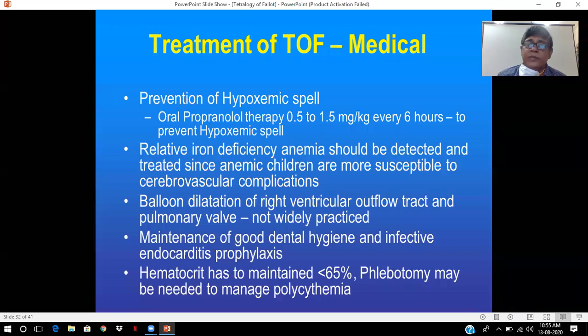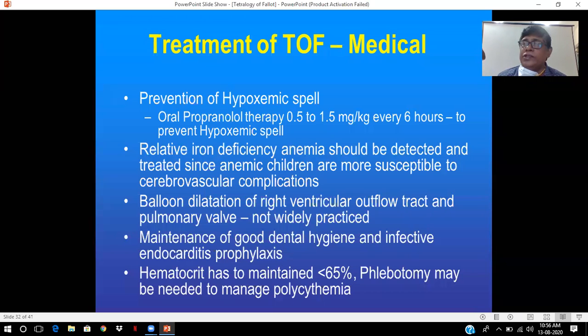Relative iron deficiency anemia should be detected and treated. In a child suffering from repeated spells, balloon dilatation of the right ventricular outflow tract can be done, but it is not widely practiced nowadays. Maintain good dental hygiene for prevention against infective endocarditis. This child has a tendency to suffer from infective endocarditis, so maintain good oral hygiene.